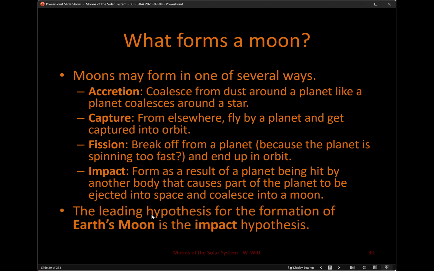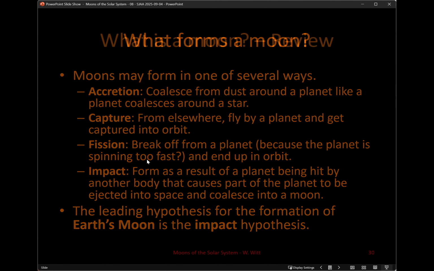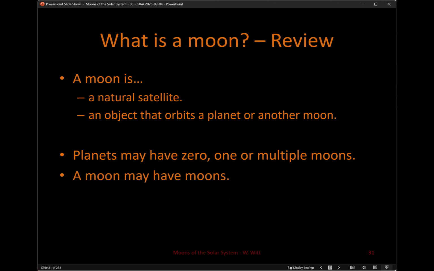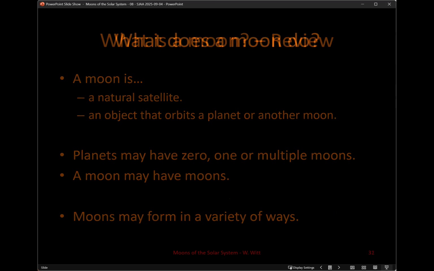And so the leading hypothesis for the formation of our moon, Earth's moon, is actually this impact hypothesis. The best evidence we have is that something hit the Earth a long, long time ago, made a big mess, and then our moon formed from that mess. So a quick review: a moon is a natural satellite, an object that orbits a planet or another moon. Planets may have zero, one, or multiple moons, and a moon may have moons. And then moons can form in a variety of ways, like we said just on the prior slide.